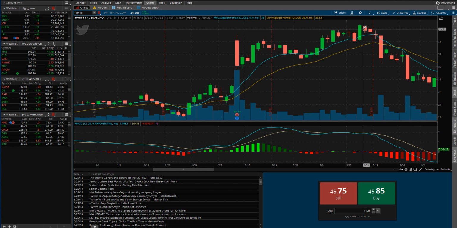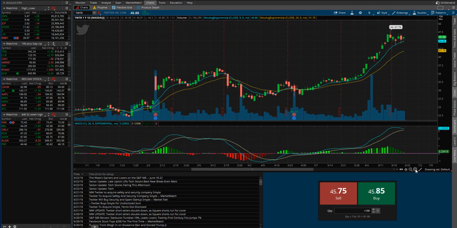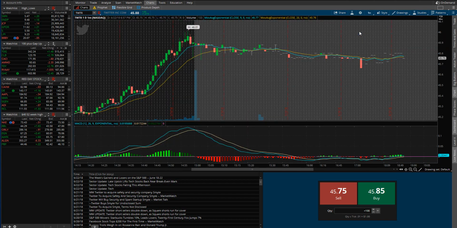So if you end up trying to base your trades just with this, you are not going to get in at a great price. And let me try to find, let me back out right here and find you a better example. So we'll go to the 1-minute chart.